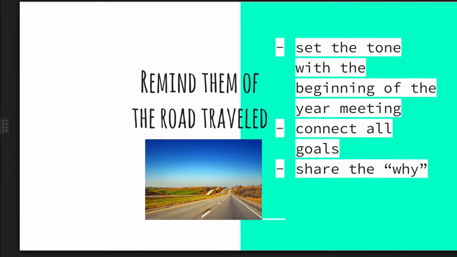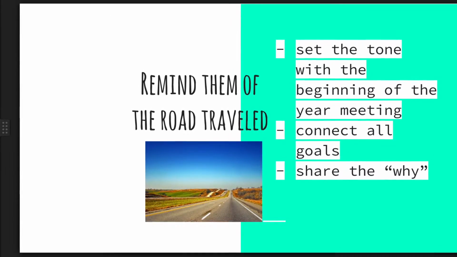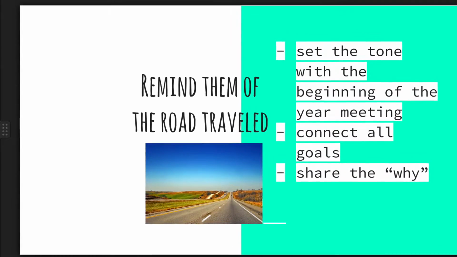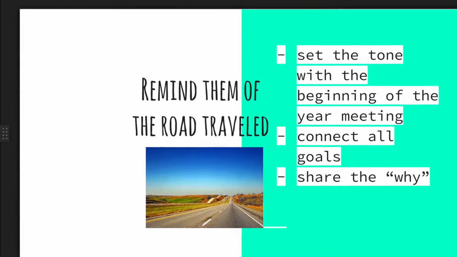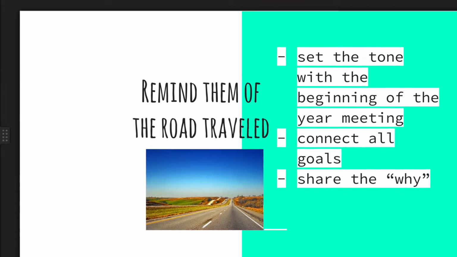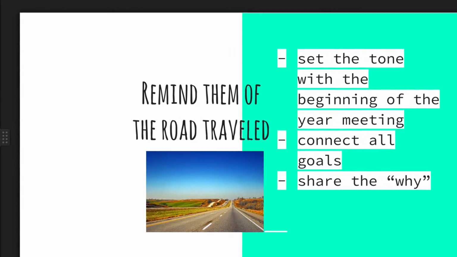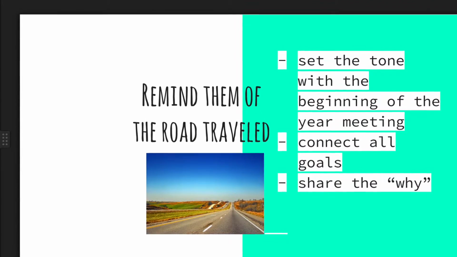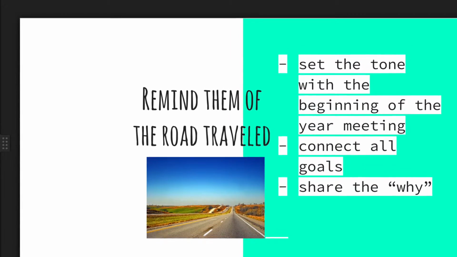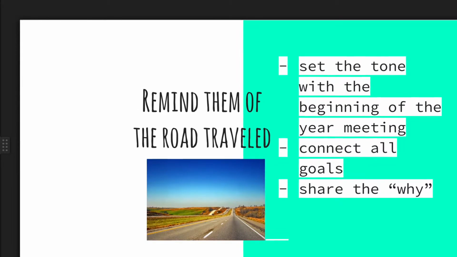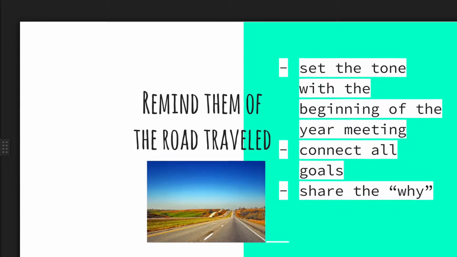Part of the process of setting goals is reminding your staff and your community of the road traveled. I think it's important to not only set new goals for the year and the vision for the year, but also to remind them of where they've been and how these two things connect. Staff has a much better chance of new implementation if they understand that it's tied with the implementation that they've already been doing in the classrooms.